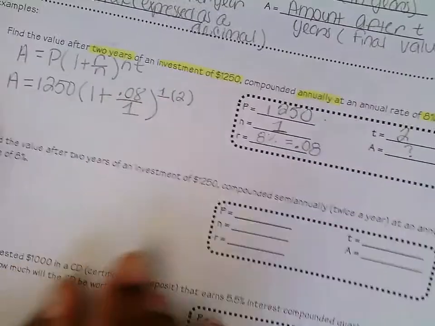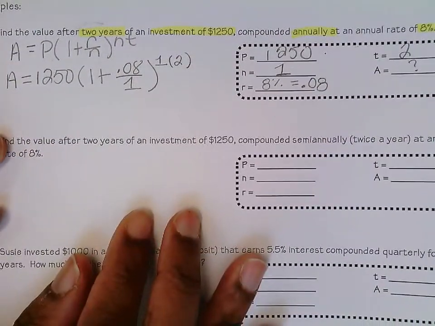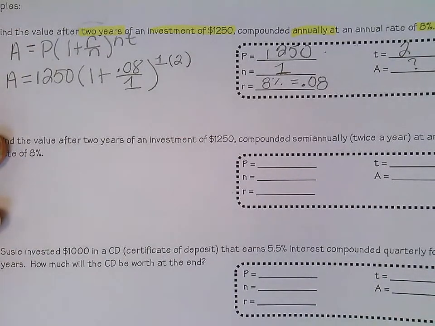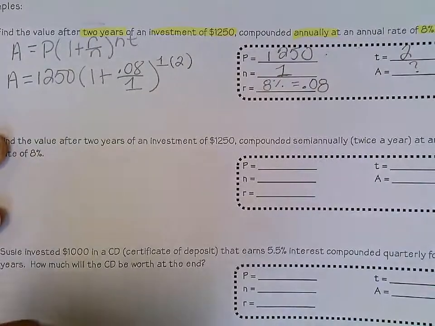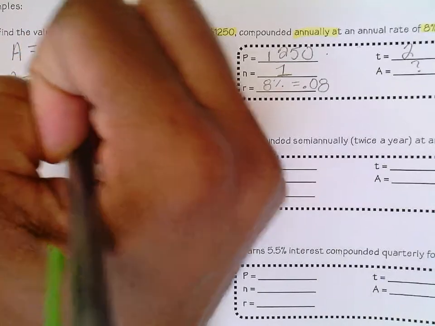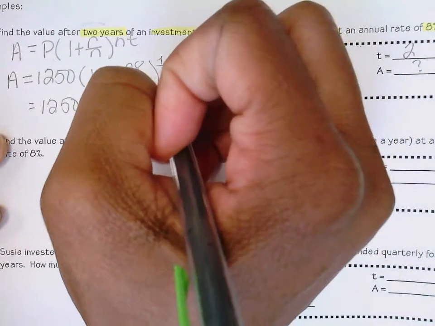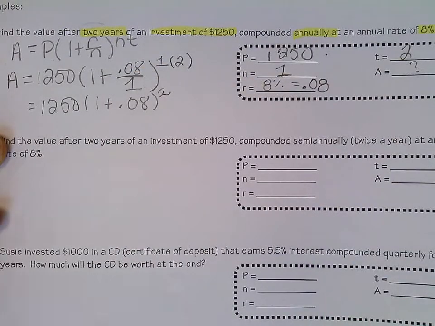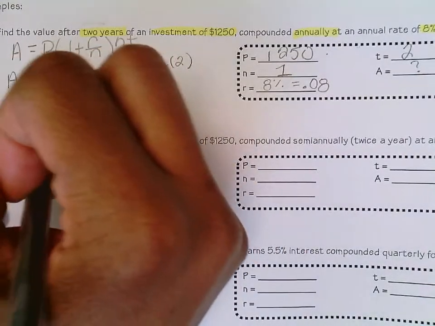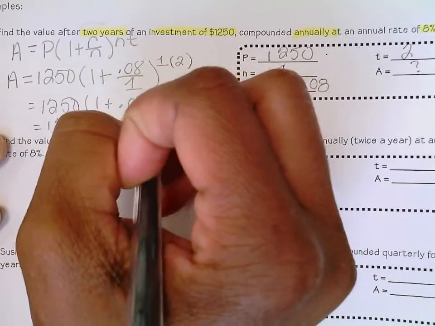So all I did was take this information and plug it into that formula. When you calculate, I would do the fraction inside first. Anything divided by 1 is itself. So you have 1250 times 1 plus 0.08, and I'm going to multiply 1 times 2, which is just 2. So we're simplifying this. Then add this together: 1250 times, 1 plus 0.08 is 1.08, to the second.